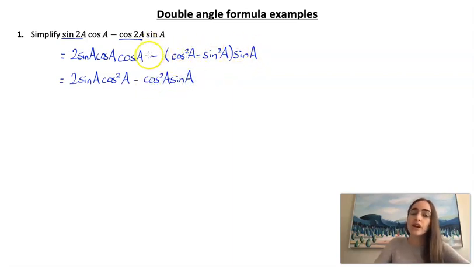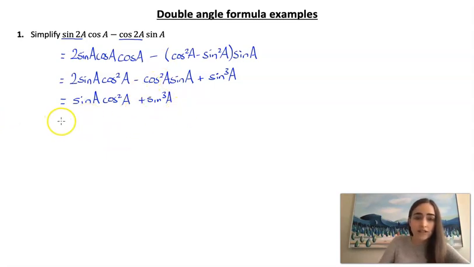Now just be careful, you do have this negative out the front, so that negative times the negative would give us a positive, and we're multiplying by the sine a at the end, so we'll end up with a positive sine a cubed. All right, so then our first and second terms are like terms because they both have that cos squared and sine, so we can simplify that to sine a cos squared a. And then we've got our plus sine cubed a.